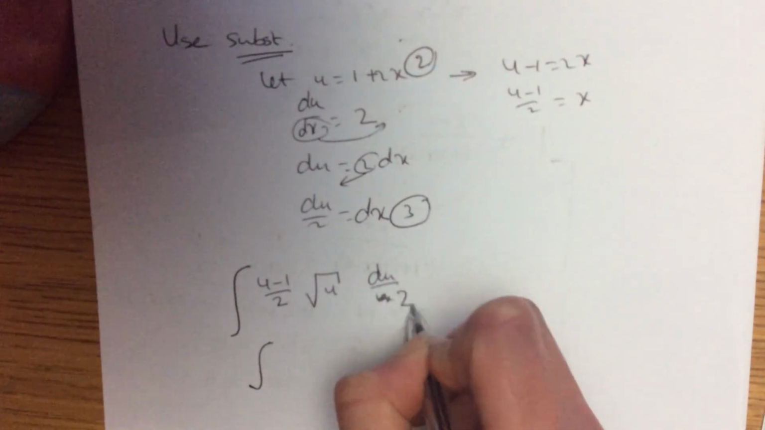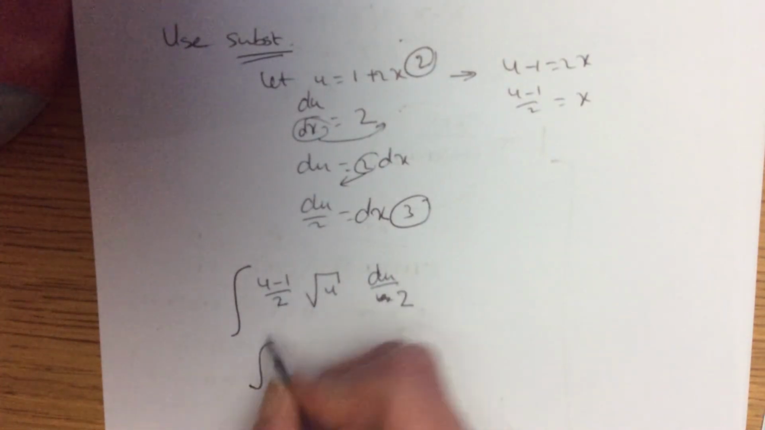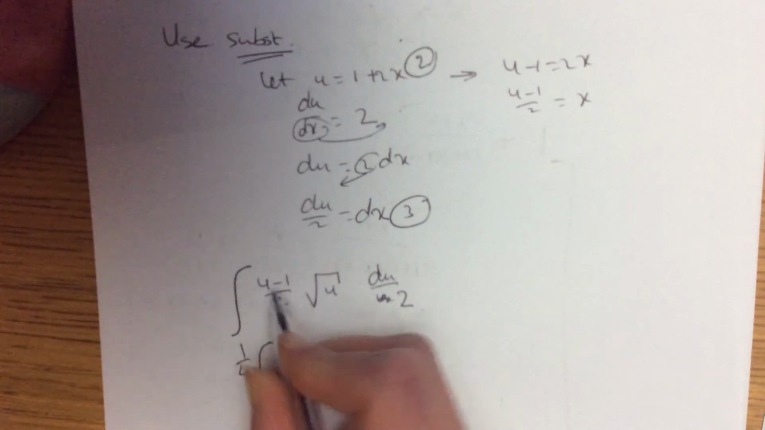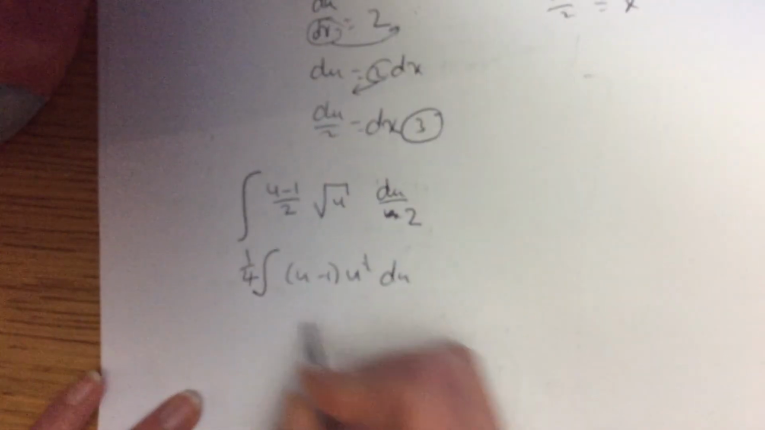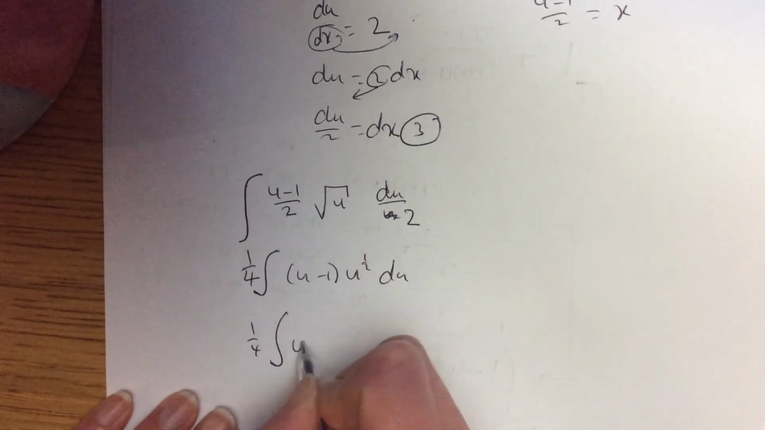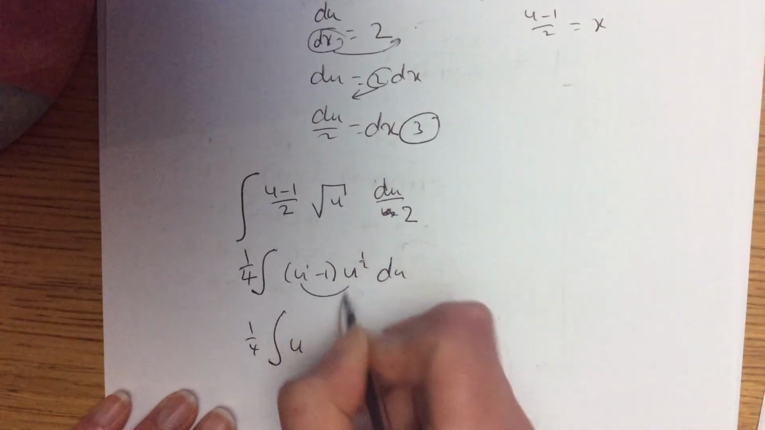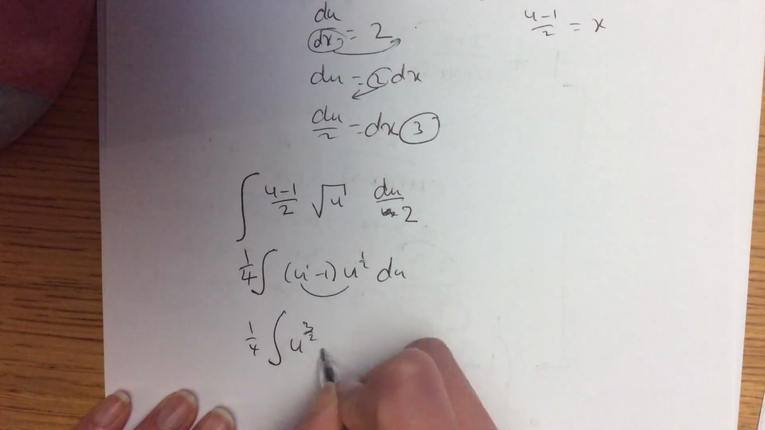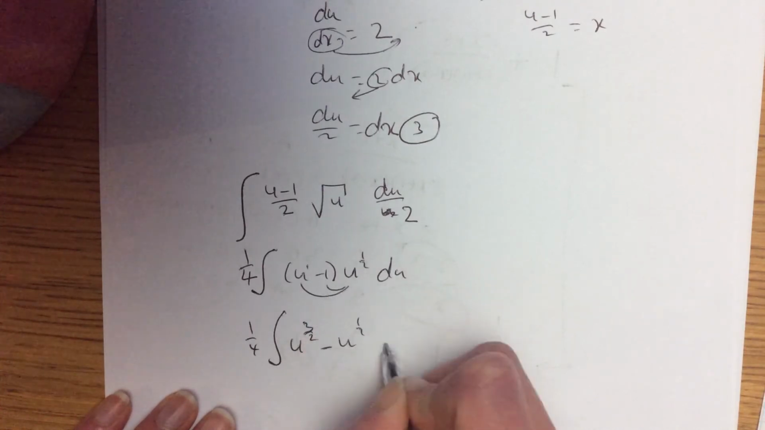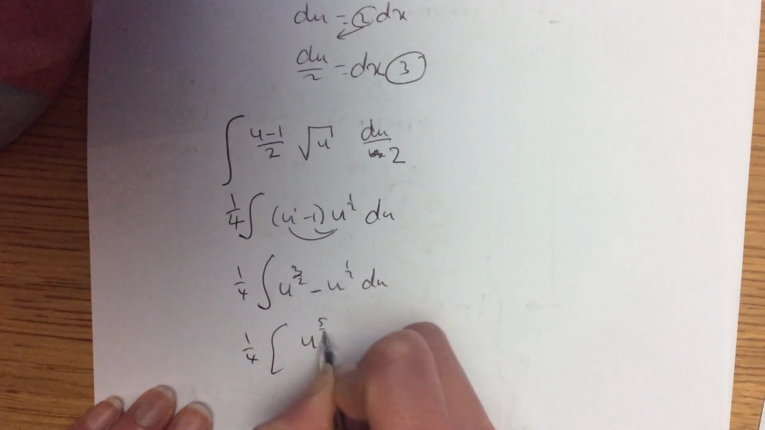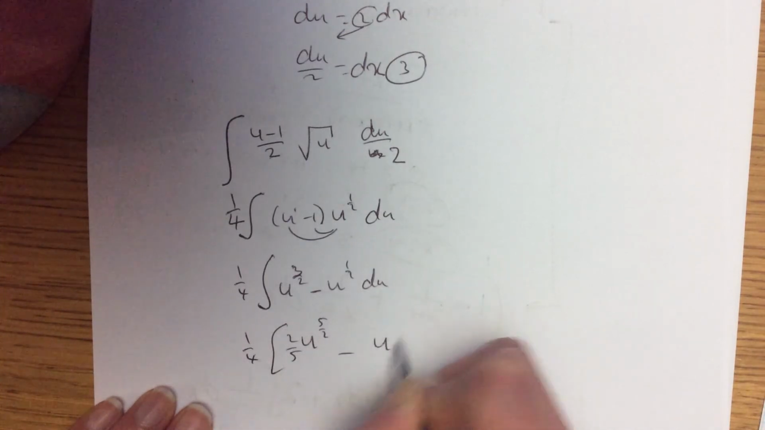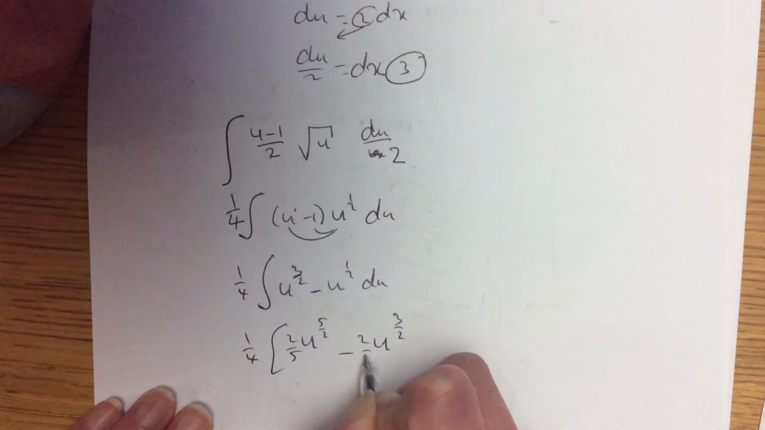Du over 2, and shove that in. There's a quarter. Get it outside, out of the way. So I have got u minus 1 times u to the half du. So just times through your wee bracket there. That's u to the 1 times u to the half. Add the powers. Minus u to the half du. So add 1 to the power, u to the 5 over 2, and divide by it. So same as turning it upside down. Add 1 to the power, divide by it.